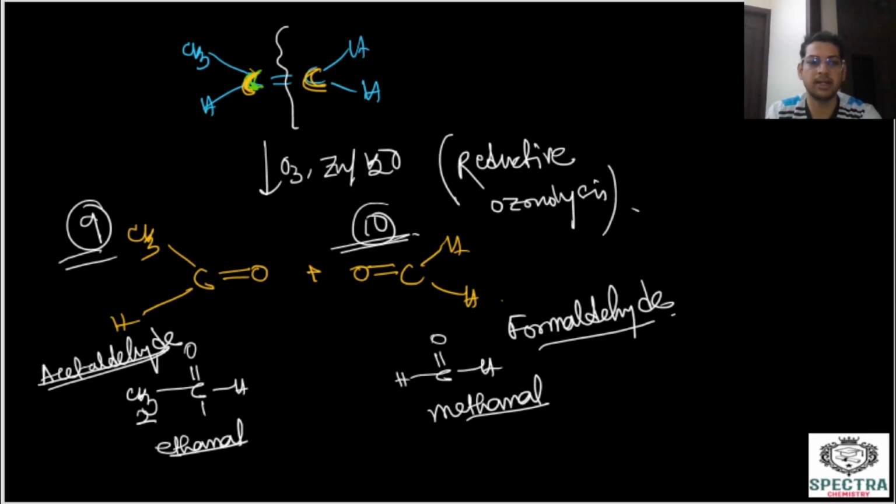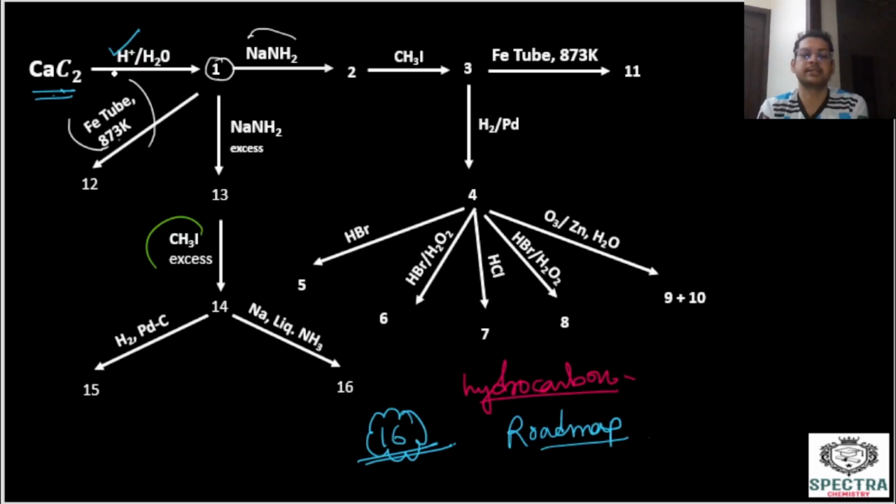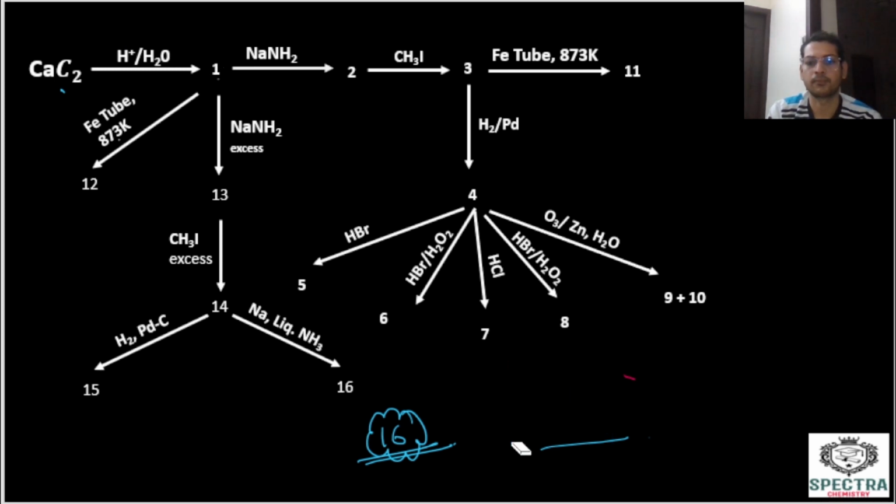Ozonolysis we have done, right? So, okay. Let's then do it clearly. So your 1 will be a benzene ring. One will be ethyne. Ethyne, that means acetylene, right?